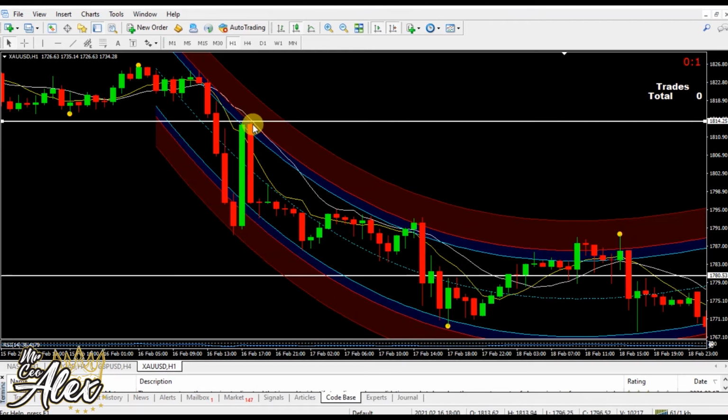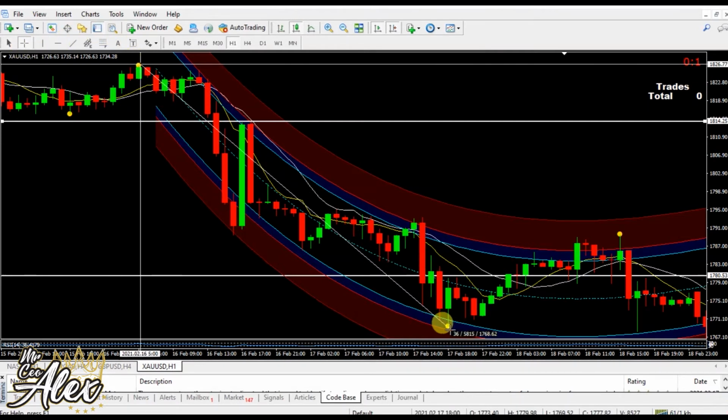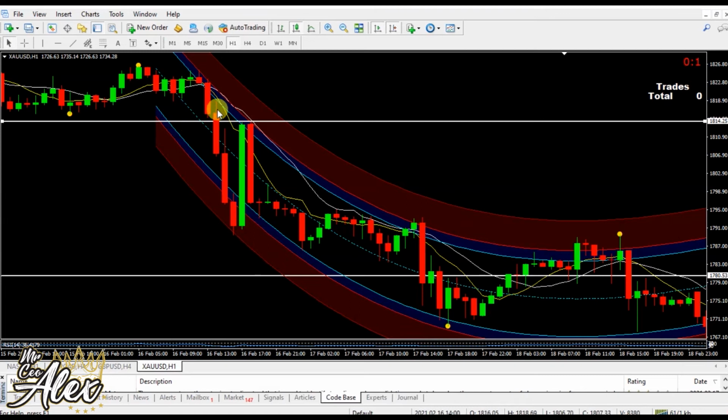Now you are able to hold this trade until you get another signal, which indicates a reversal. Now, if you had held this trade from right here all the way to right here, it's a lot of pips. It's around 575 pips, right? So that's how powerful this indicator is.